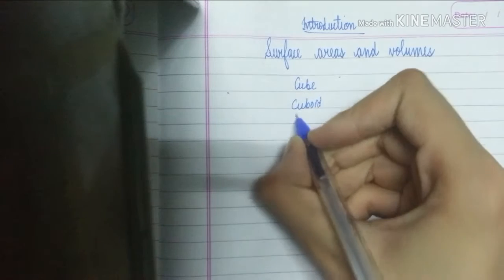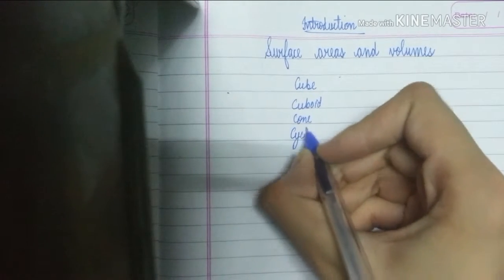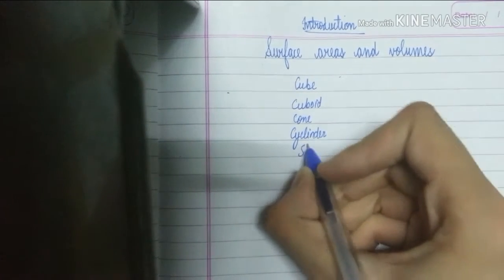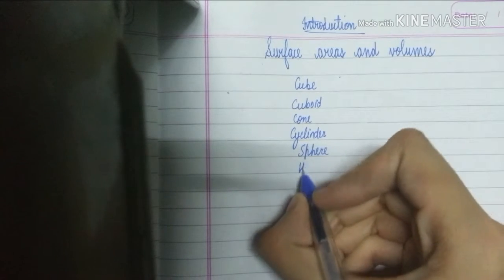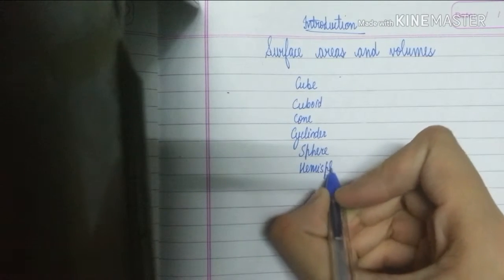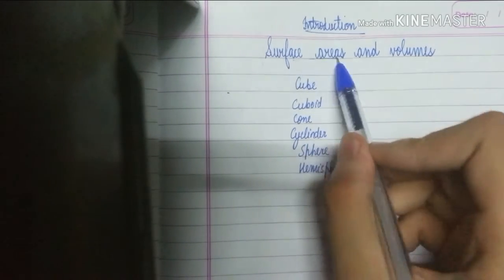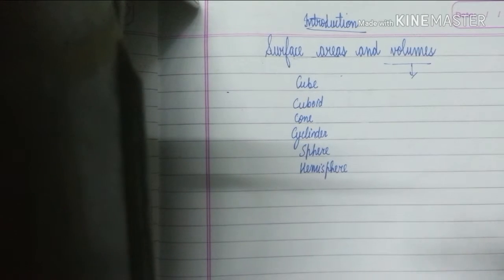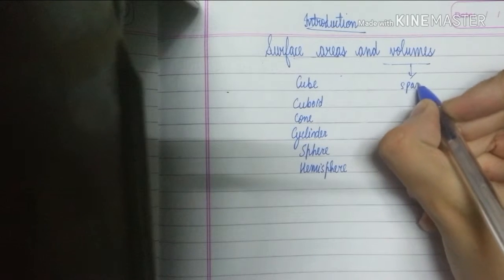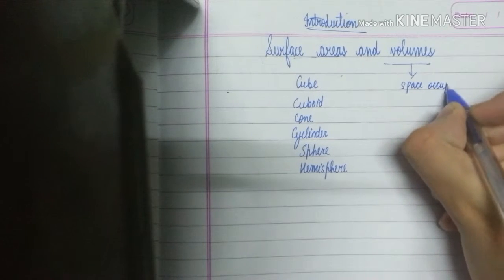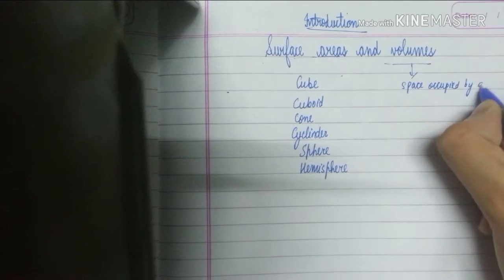So in this chapter we would deal with cube, cuboid, cone and cylinder, sphere and hemisphere. So we would deal with these and we would deal with their surface areas and volumes. So first of all, let me tell you what volume is. So volume is the space occupied by an object.